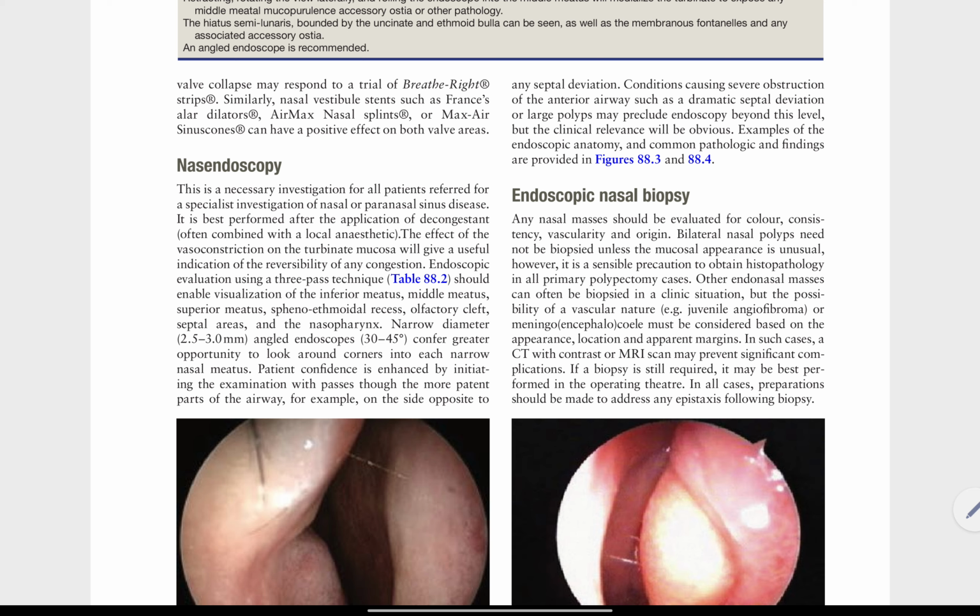Other endonasal masses can often be biopsied in a clinical situation, but the possibility of a vascular nature, for example juvenile nasoangiofibroma or meningoencephalocele, must be considered based on the appearance, location, and apparent margins. In such cases, a CT with contrast or MRI scan may prevent significant complications. If a biopsy is still required, it may be best performed in the operating theater. In all cases, preparation should be made to address any epistaxis following biopsy.